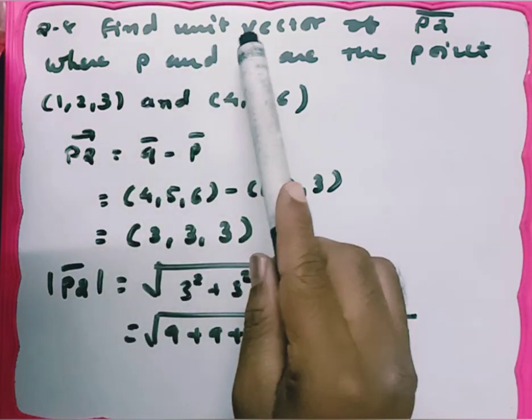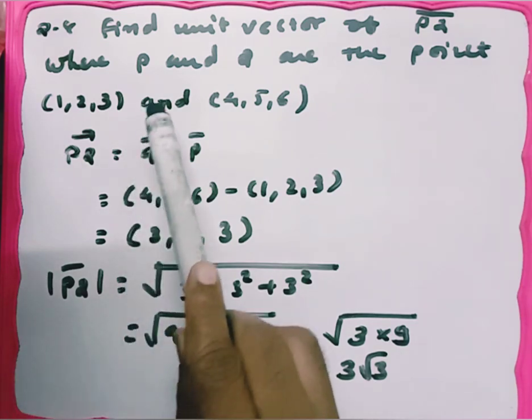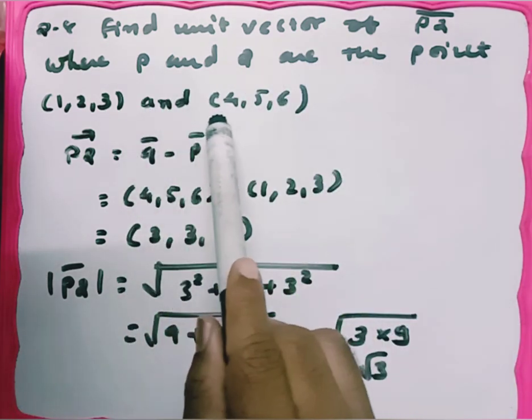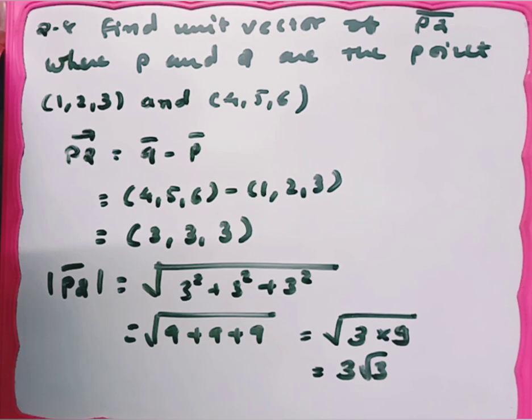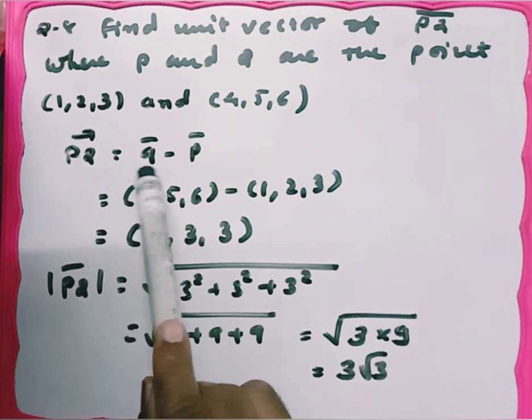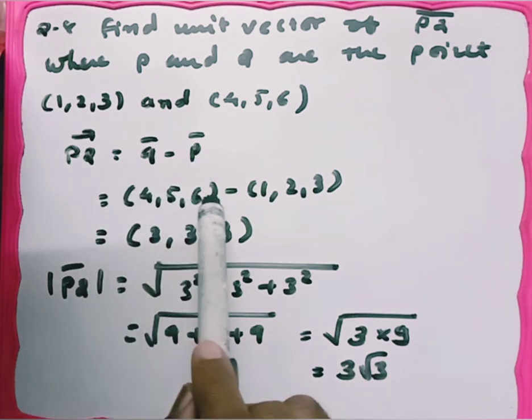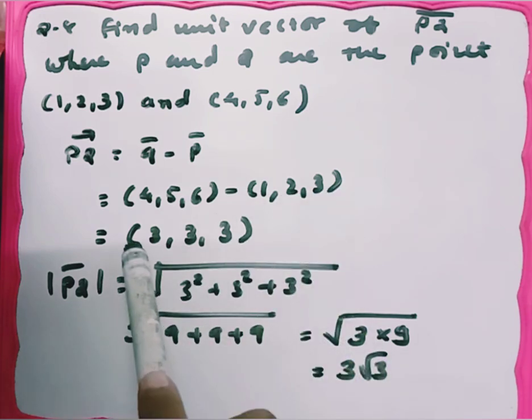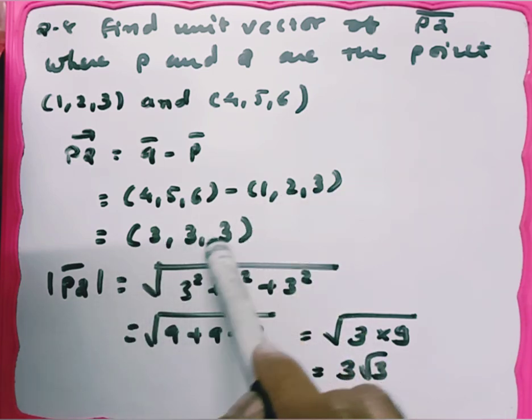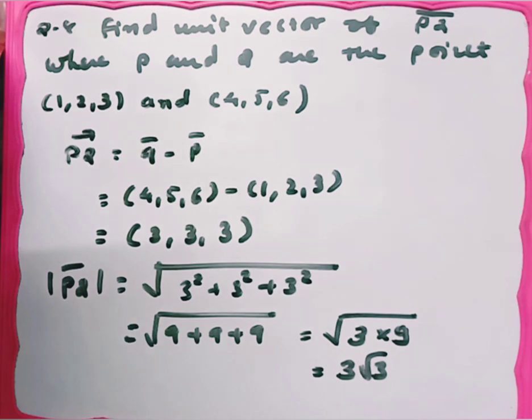Question 8: we have to find the unit vector of PQ, where P and Q are the points (1, 2, 3) and (4, 5, 6). So PQ we can find by Q bar minus P bar. So (4, 5, 6) minus (1, 2, 3). So the difference will be (3, 3, 3). And so its magnitude we find out.